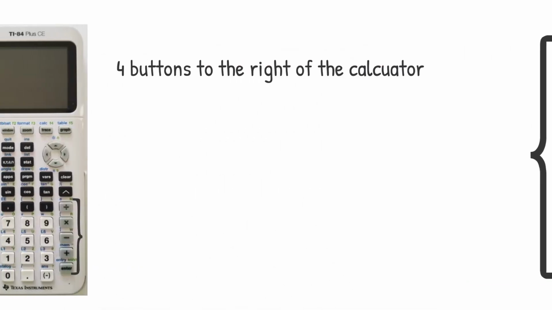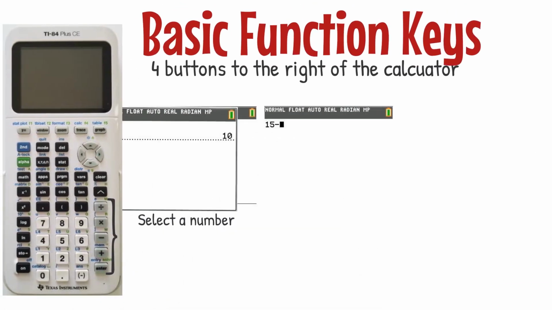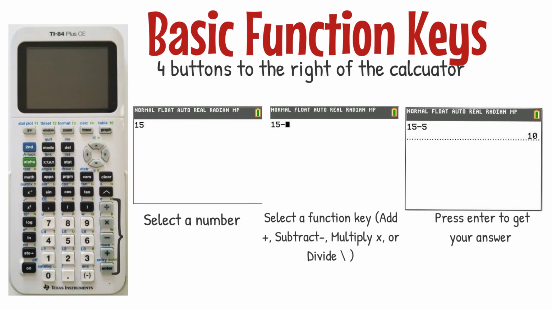So, I'll start with the basic function keys. You'll find these all the way to the right on your calculator. They start 3 down from the top and are division, multiplication, subtraction, then addition. To use these keys, we select a number from the number keys in the center of the calculator, then the function, in this case I'll use subtraction, then another number using the number keys, and then press enter to find our solution. So 15, function key subtraction, minus 5 equals, enter, 10.